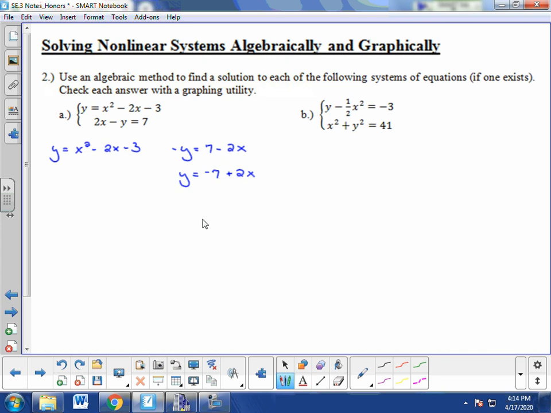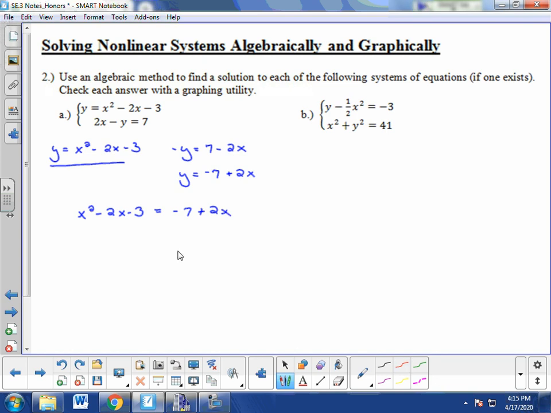Now, if I have both equations set equal to y, it's a quick substitution. So we know what y equals here on the left. It's x squared minus 2x minus 3. And we know what y equals on the right. It's negative 7 plus 2x. So these two things have to equal one another. Basically, what I'm doing here is taking this expression for y and substituting it in there. Sorry, I wrote that down wrong. Negative 7 plus 2x on the right side of the equation. But now we can use an algebraic method to solve this equation.